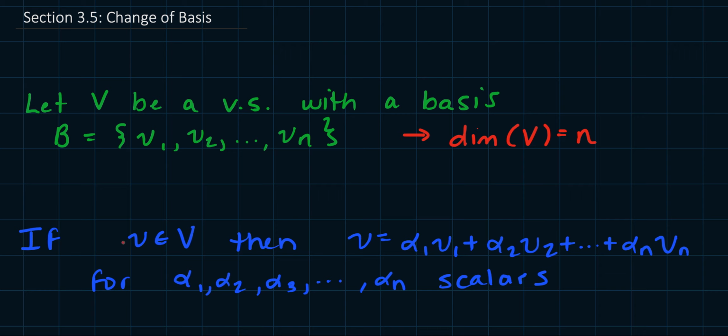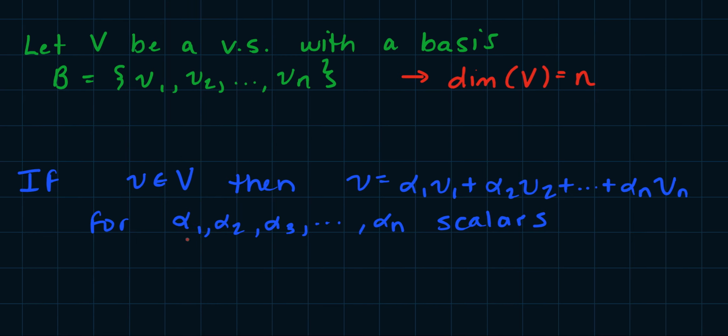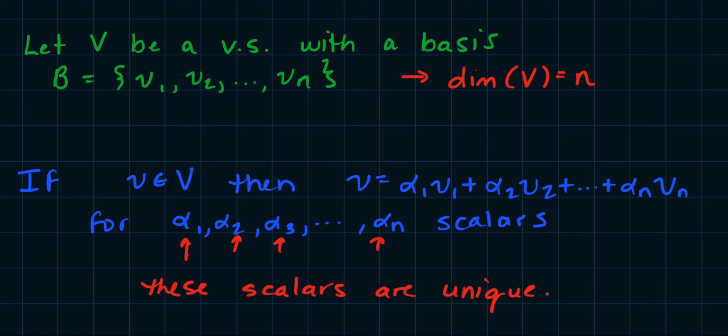Well, for any vector in V, because this is a basis, it's a spanning set. So we can write every element v as a linear combination of vectors in B. And this a1, a2, all the way to an, those are scalars. But because this basis is also linearly independent, these scalars are unique. In other words, any vector you choose in your vector space, there's only one way to write it in regards to these vectors.